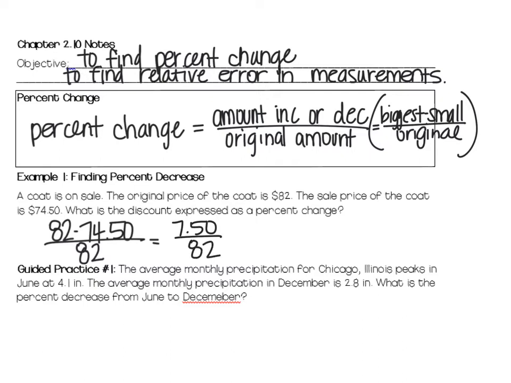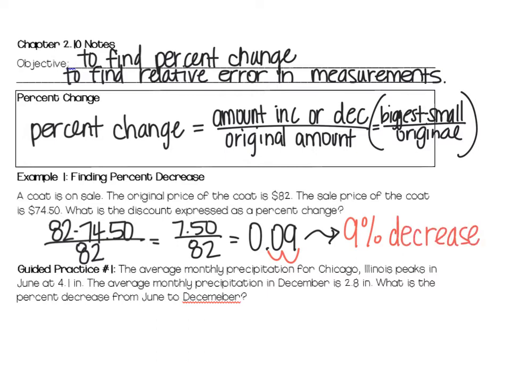Then you need to divide it by 82 and you get 0.09. You need to change that to a percent, so you're going to move your decimal 2 places to the right. Change it to 9% and look at your original. I started at 82 and I went down to 74.50, so this is going to be percent decrease. Always pay attention to what you're doing.